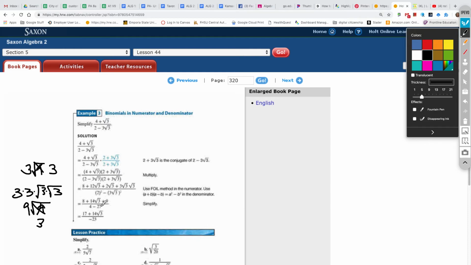Okay? Now, at this point, they combined like terms one more time. 17 plus 14 square root of 3. Remember, I'm looking at these guys right here, and I'm saying, can they reduce by the same number? No, they cannot. So I'm done.